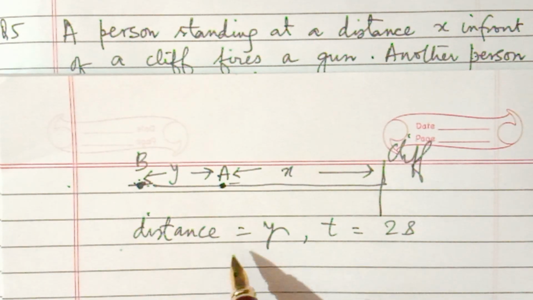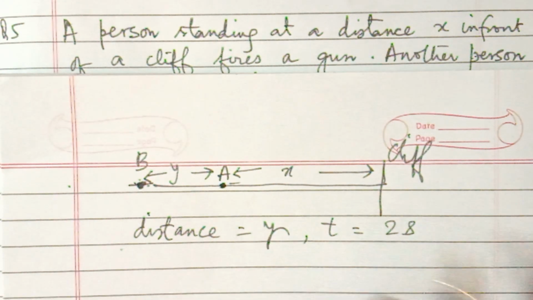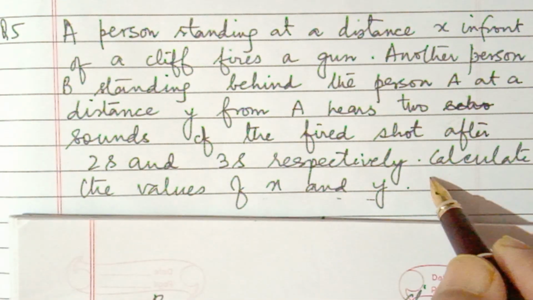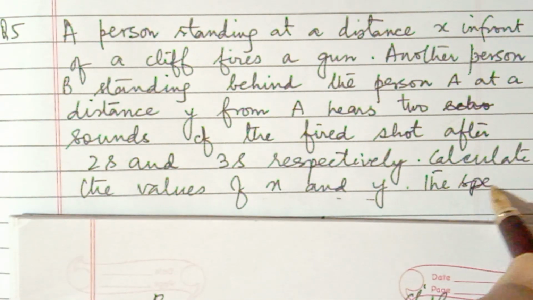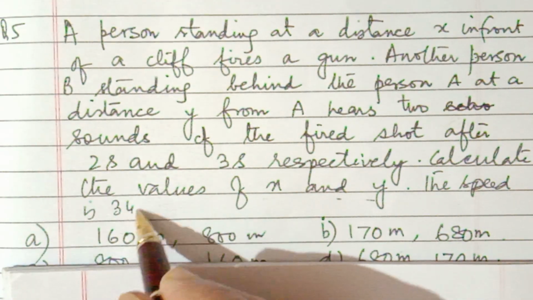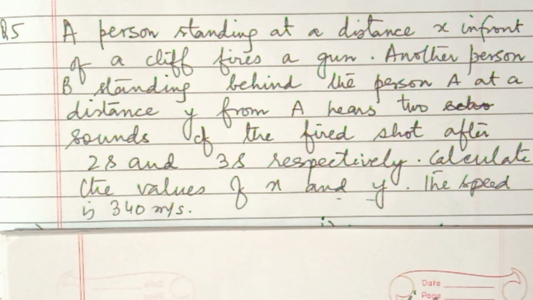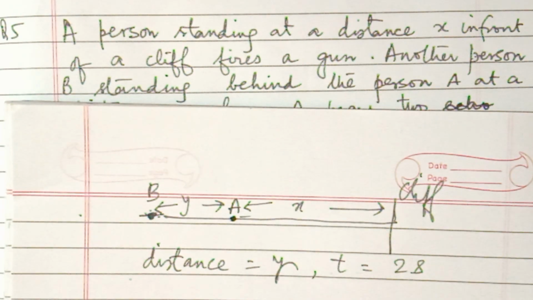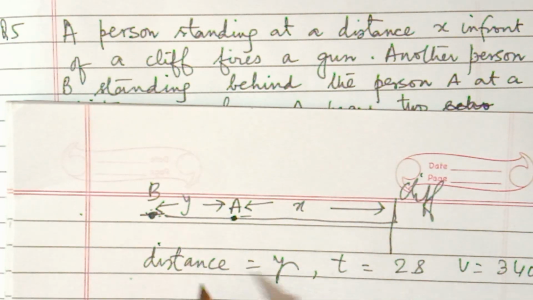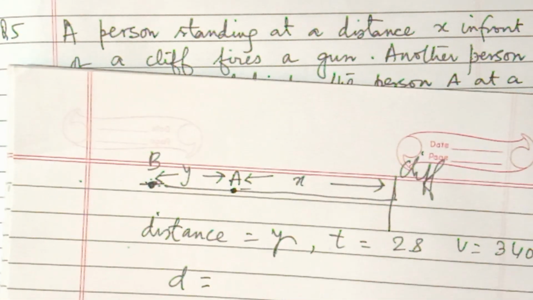Okay, then which formula will we use to find the value of y? Because speed is given here. The speed is 340. So take 340 meter per second. So we have velocity 340 meter per second. Time is there, distance is there. So which formula will we use? So distance is equal to v into t.